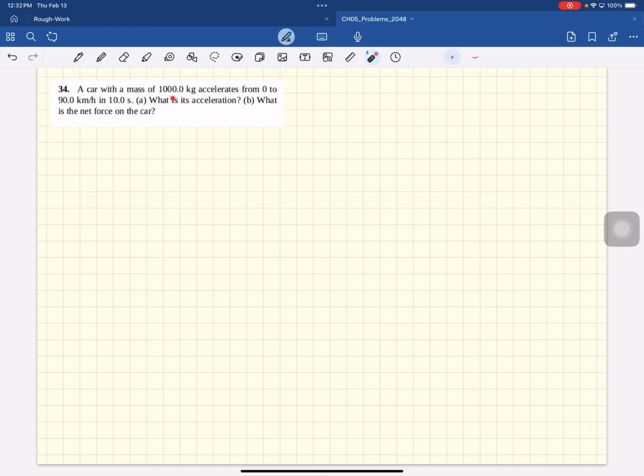A car with a mass of 1,000 kg, so that's about a small car, accelerates from 0 to 90 kilometers per hour in 10 seconds. What is its acceleration?